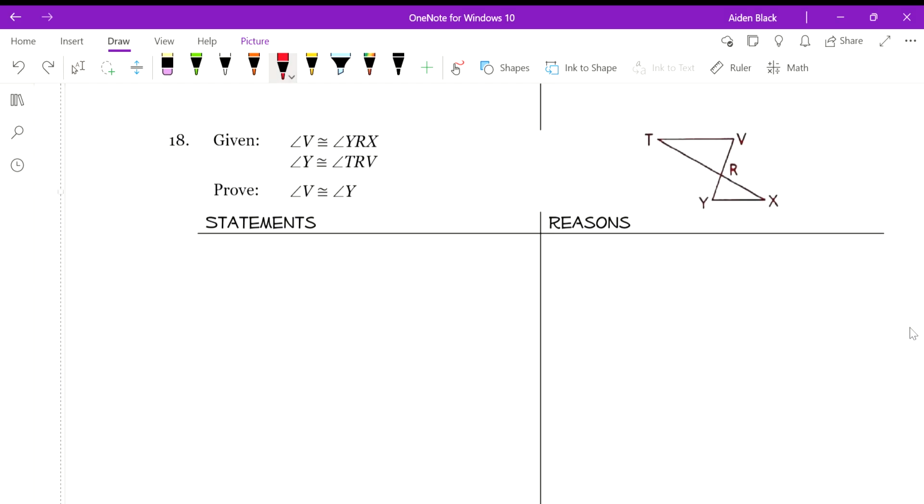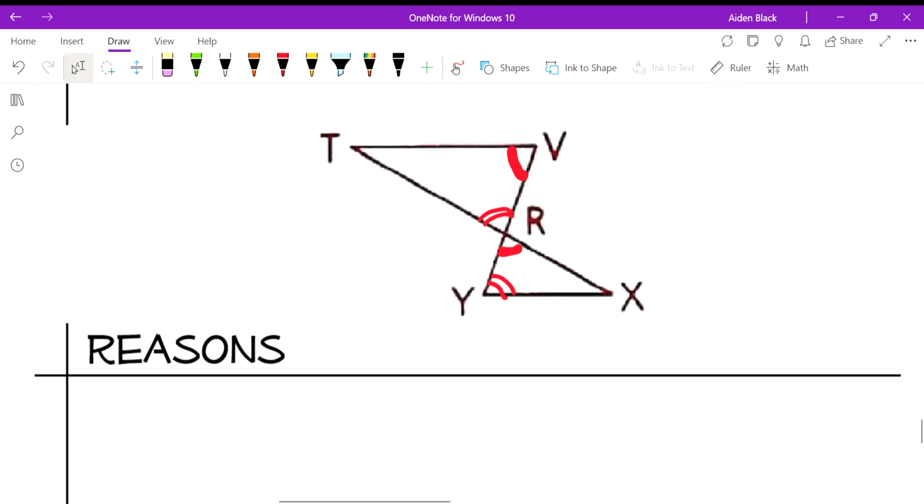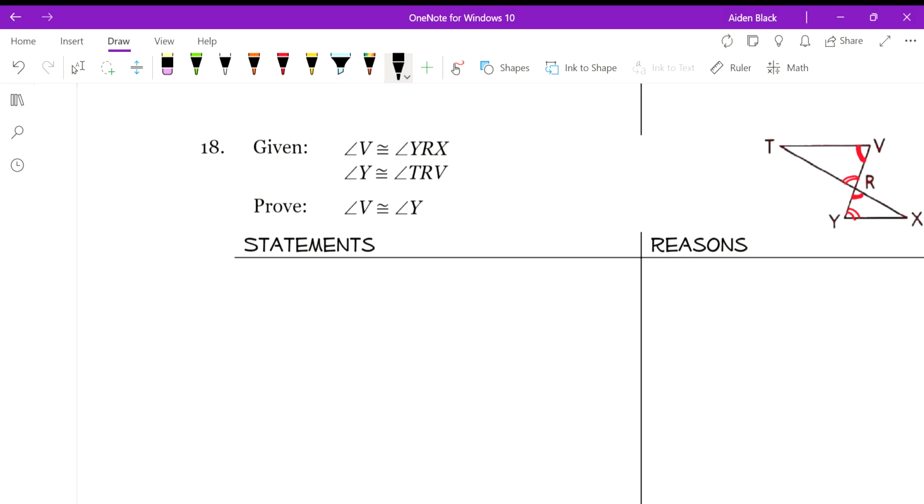I am going to, as this is a good practice, show on my diagram what I know is true. Angle V is congruent to angle YRX, so I'm going to put a single arc on these. And I also know angle Y, I'm going to change the size of this. Angle Y, I'm going to put a double arc, is congruent to TRV. Okay, so we can see which angles are congruent to which. I'm going to start out with my givens. I'm just going to write both of the givens in one.